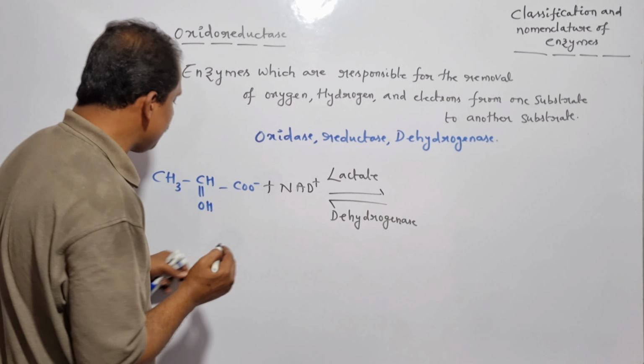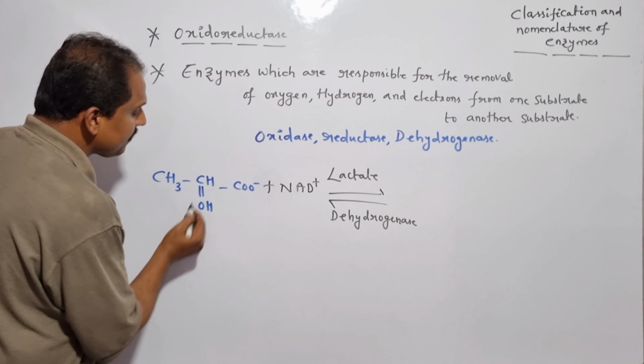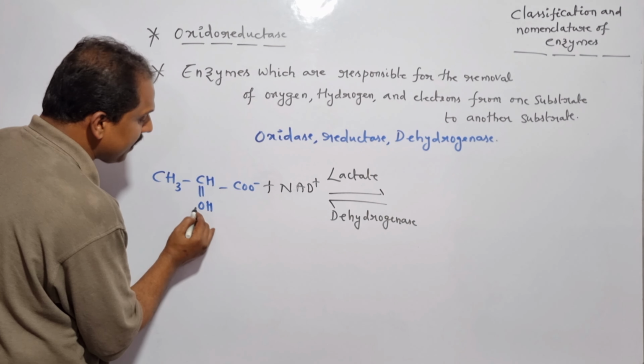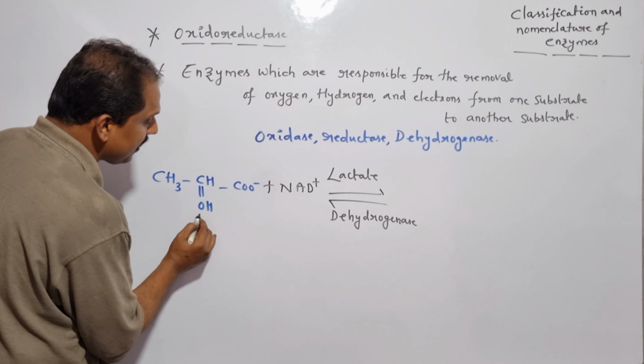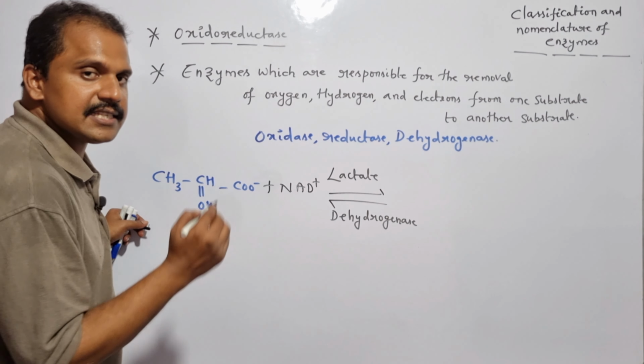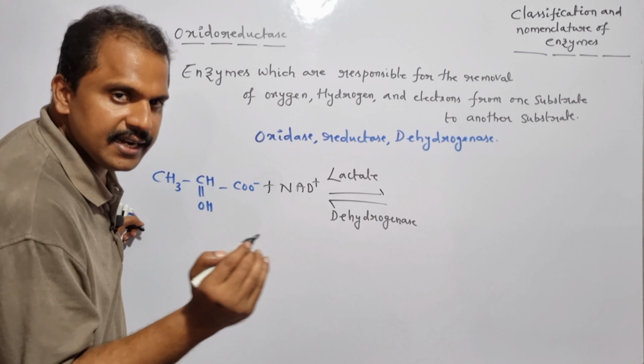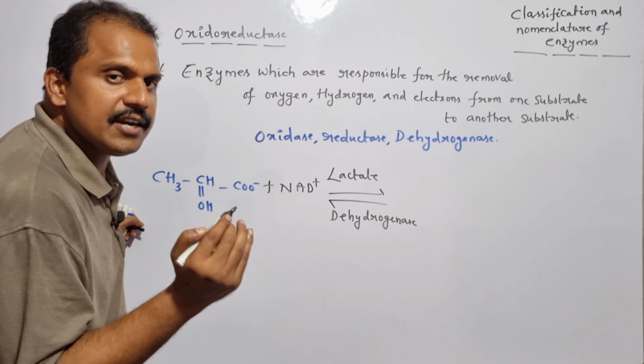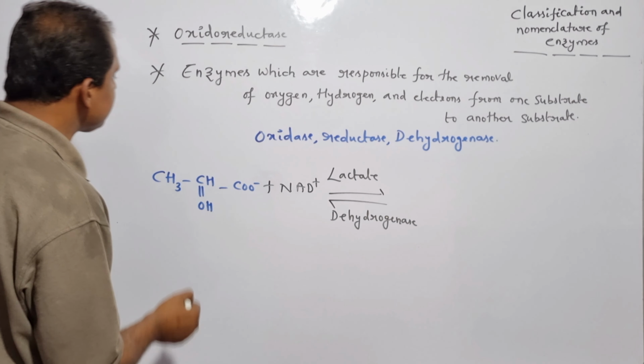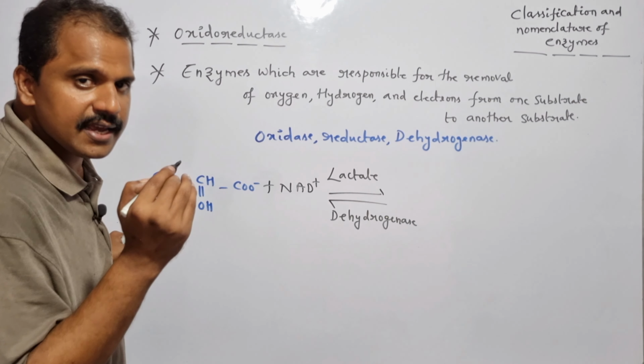Dehydrogenase. So if we look at here, the hydrogen atom which is a part of the CH group and the hydrogen atom which is a part of the hydroxyl group, they are successfully removed in the presence of an enzyme termed as lactate dehydrogenase. So always try to memorize one thing: hydrogen is the only atom which does not have a neutron.